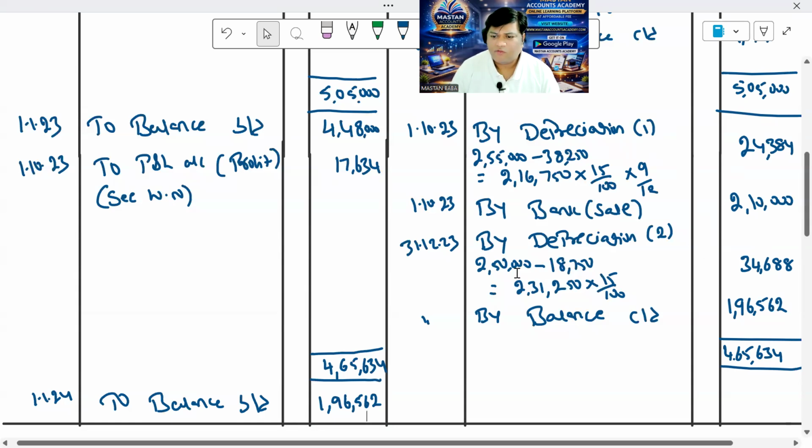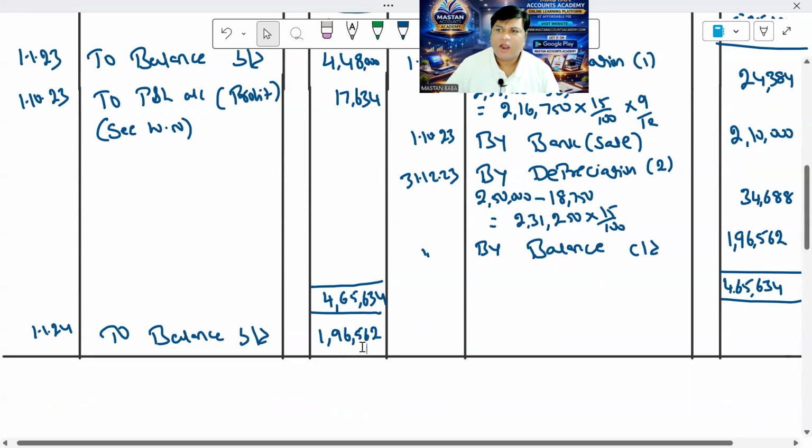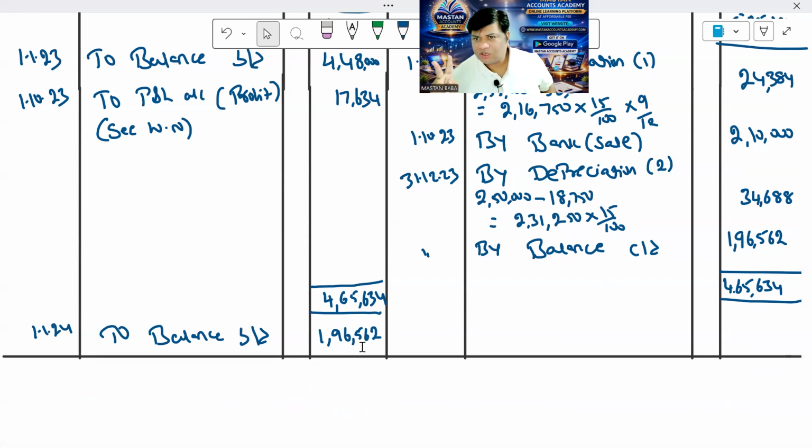Okay? So 2,50,000 is the second plant value of the previous year, 18,750 is the depreciation. So 2,31,250, and the second plant is utilized for the full year, so 15,100. The depreciation of the second plant for the next year comes to 34,688. Just total these two, it is 4,65,634. Subtract this total from 4,65,634 and we get 1,96,562. And 1,96,562 is the balance of the asset on 1/1/2024. Which plant, either first or second? Obviously second. First plant is closed.